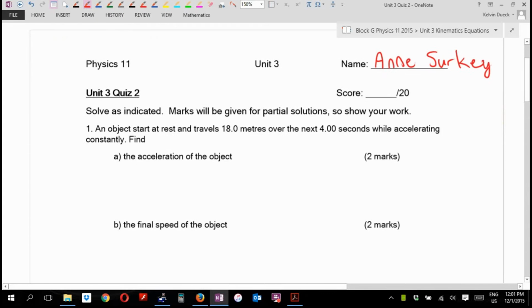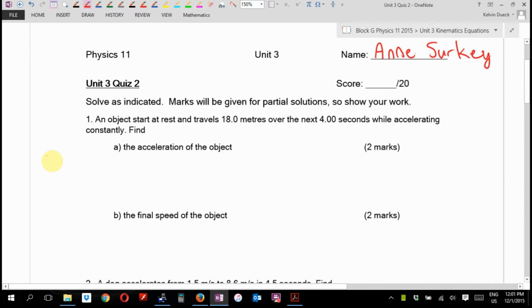Just saying. It looks like number 1, they want me to find A. What else have they told me? Well, I would probably either physically or at least mentally underline "at rest." And I would say, okay, VI is 0. D equals 18. T equals 4. I'm looking for an equation that has A, VI, D, and T in it. I think the equation that I would go with would be this one.